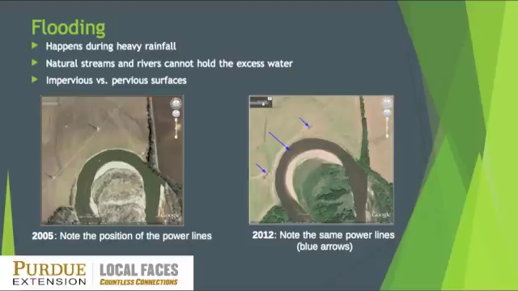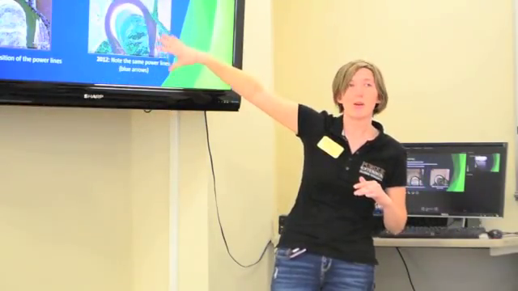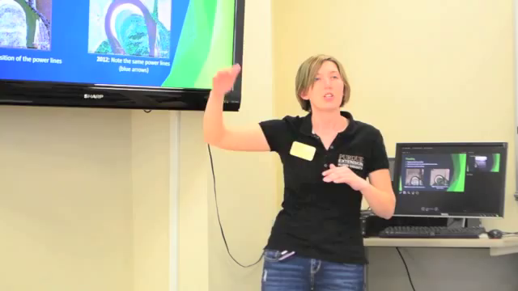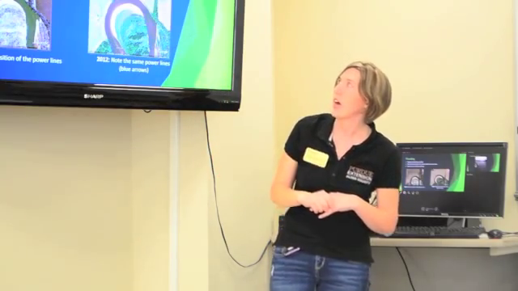Flooding. This picture is from 2005. You've got a power line that runs right here. Okay, same river, 2012. They move. It's water, it moves over time. The power line now runs over the river. If this river had all cement around it, it wouldn't have been allowed to move, and we would have had a lot of flooding problems. Right now this is in a very green space, so it's allowed to move and helps with the flooding issues that we might have.